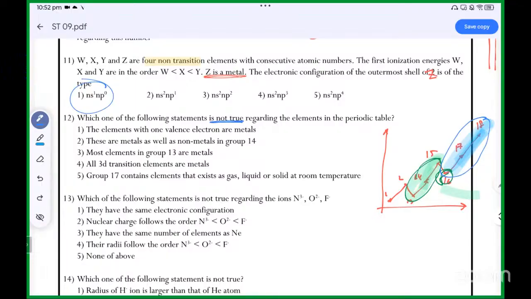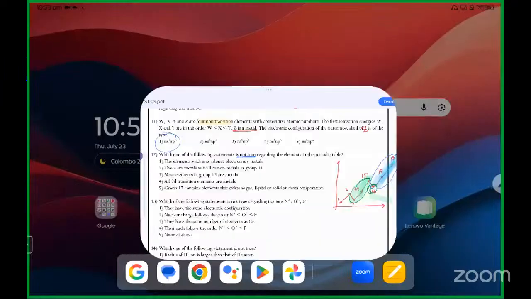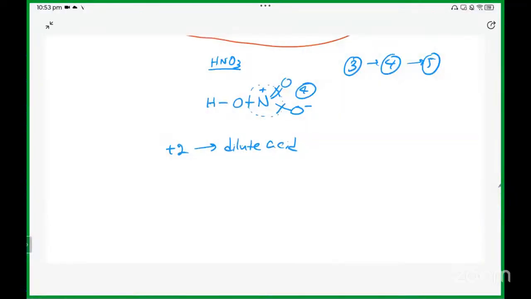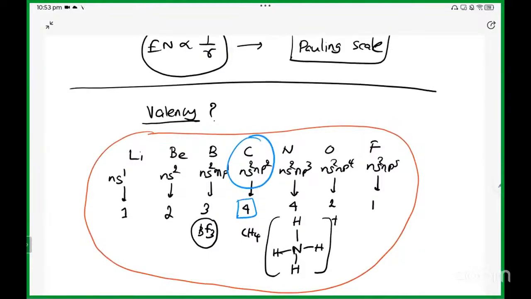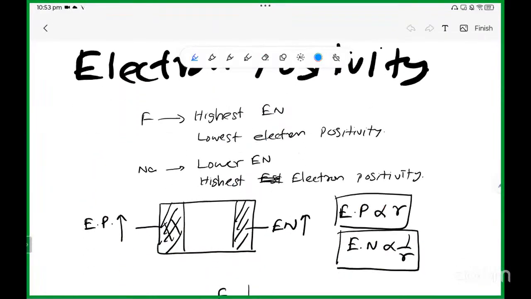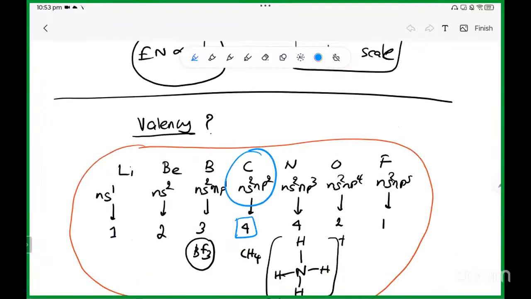Elements with one valence electron are metals, right? Or valence is one, are metal. Let's go to that valence chart. In our valence chart, you see that they're testing your knowledge about these two, this one and this one.